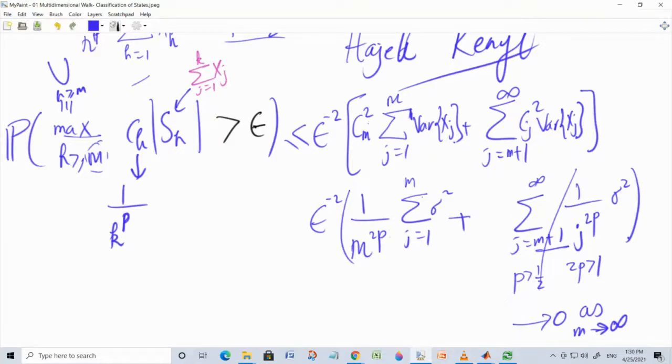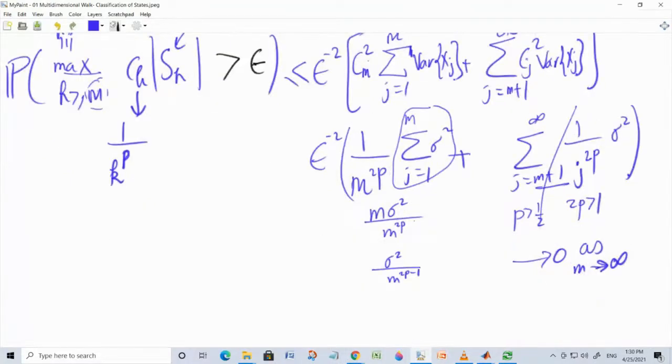Let's go to the first term. Here we have the summation of sigma squared, and this summation is m sigma squared. So this is m sigma squared over m to the power 2p, and this is sigma squared over m to the 2p minus 1. Since 2p is greater than 1, 2p minus 1 is strictly greater than 0. So when you take the limit as m goes to infinity, this also will decay. We have m to some power in the denominator, and this power is strictly positive, so the limit is 0. We are done. That's it.